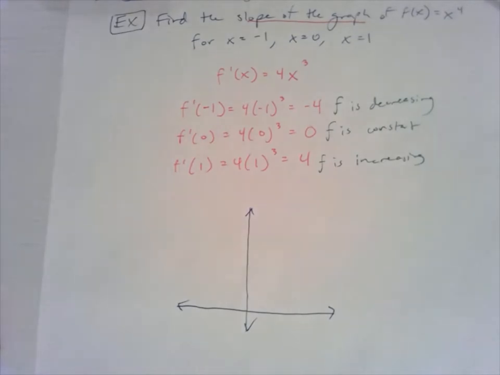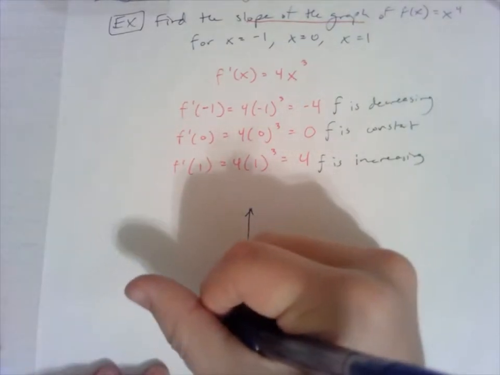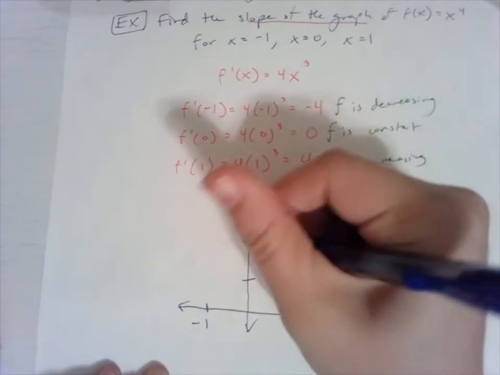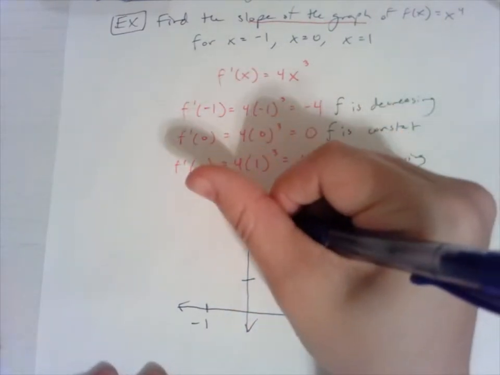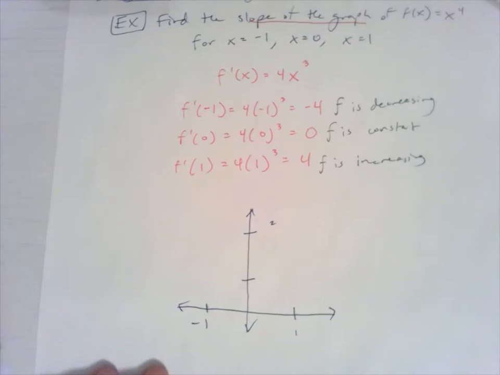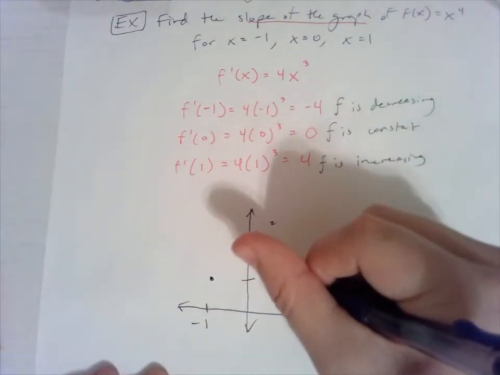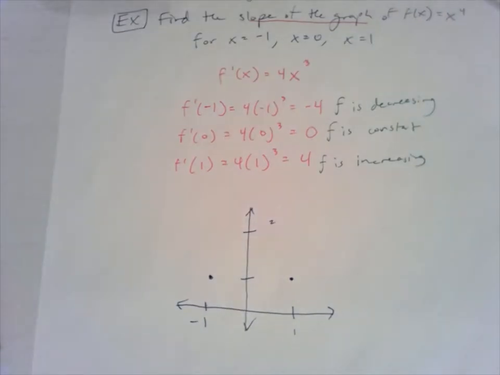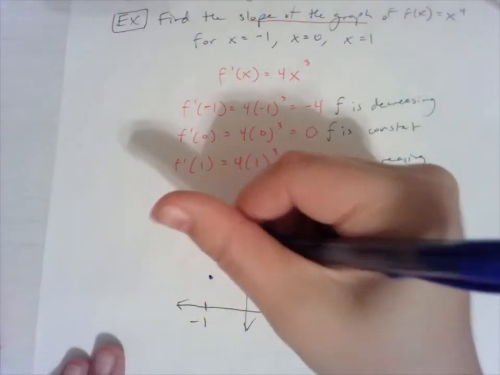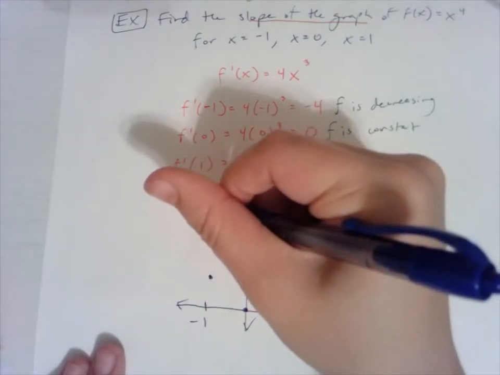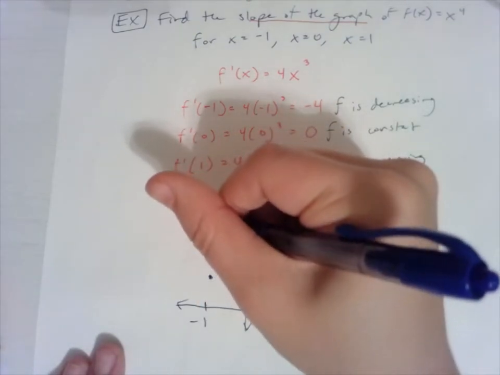Get your coordinate plane going. We'll call this one negative 1, we'll call this one positive 1, and we'll go up 1, 2. Okay. So we would have a point at negative 1, 1, and we have a point at positive 1, 1. And our graph would sort of do this. Oh, let's make sure we have a point at 0, 0 as well. Okay. Our graph would kind of do this.